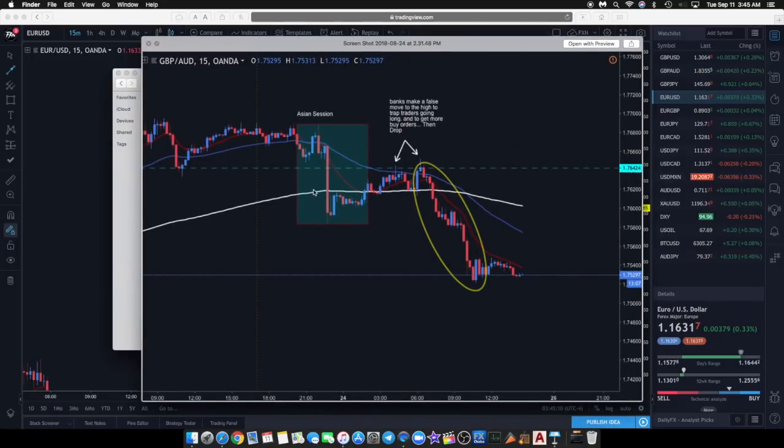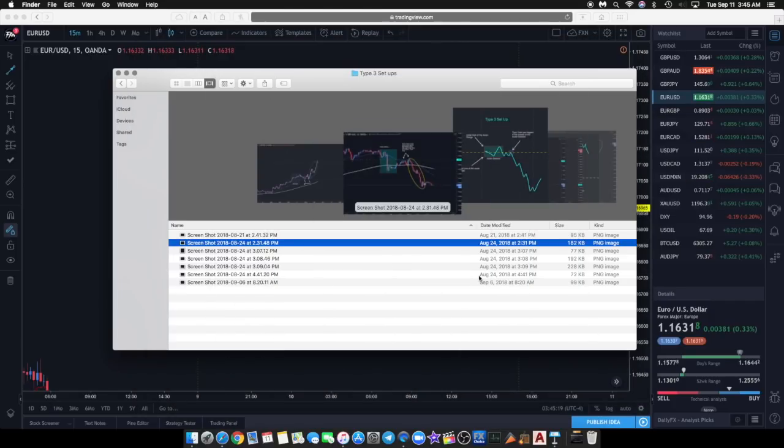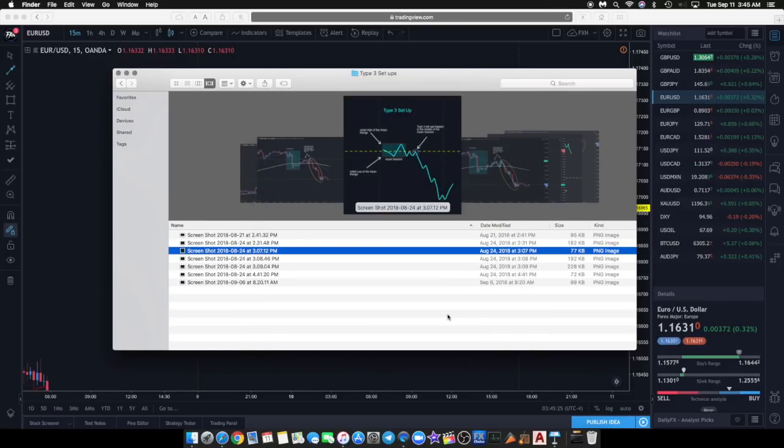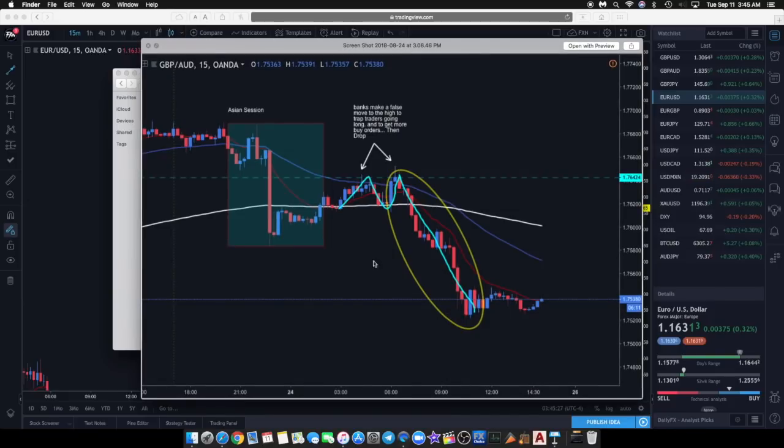Here we're going the opposite way, in the middle of the Asian range. Hit it once, come back, hit it again, boom, down. This is an example again of a type 3 going down. Here's another example. Hit it twice in the middle of the Asian range and drop.